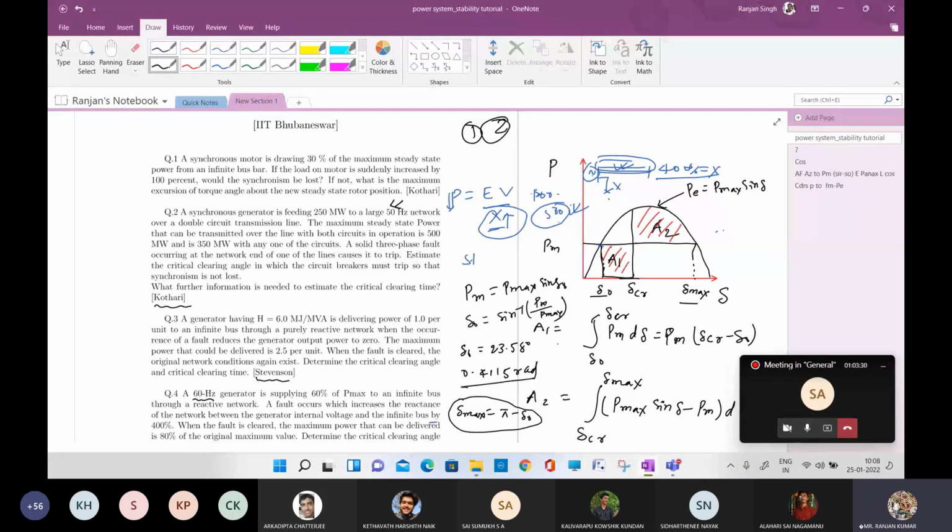And question number 4 is similar to question number 3, but in question number 3, during fault power becomes 0, and in question number 4, during fault power is not becoming 0. It is the case of a fault happening in the middle of the line. I solved that example last week. So only these 4 types of problems are in stability. If you have any problem, then you can ask me.